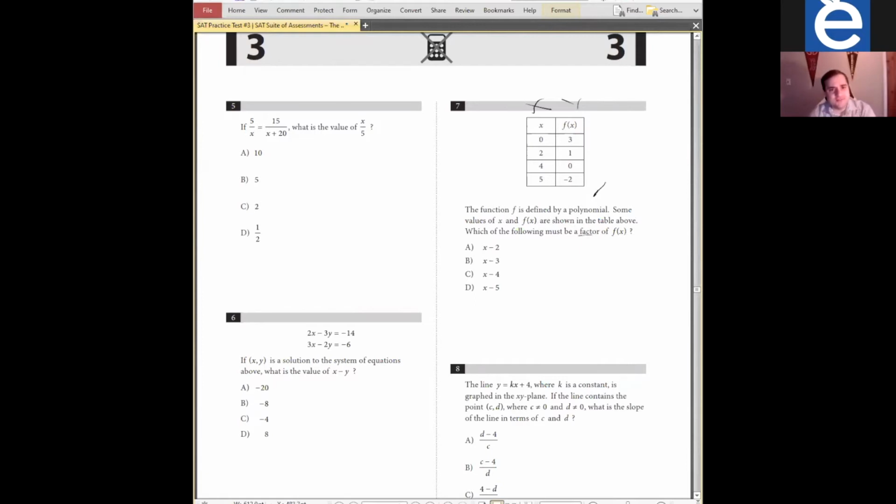Which of the following must be a factor of f of x? So here's what's going on, right? Where this is throwing in, this is a polynomial. It doesn't actually tell us what it looks like, but this is a polynomial. This is a parabola. This would be an x squared plus or minus whatever. Well, if I asked you what the factors of that were, that's just the x-intercepts, right? That's just when y is 0. Like we'd get a factored form of x minus something times x minus something else.